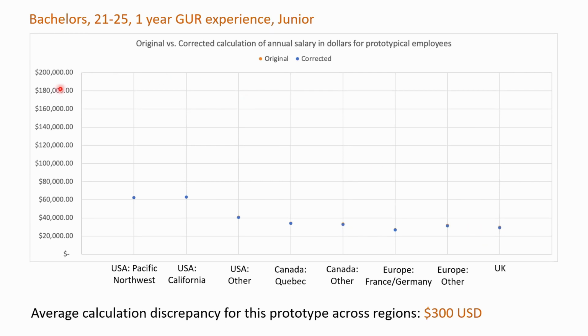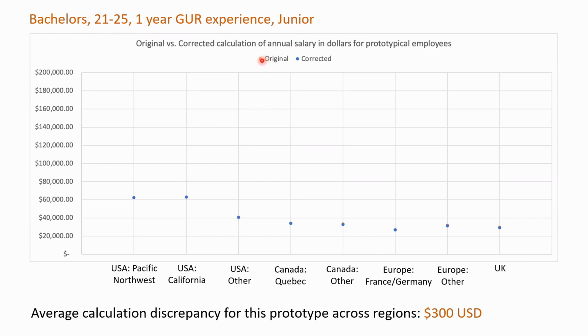So here, quick tutorial. The y-axis is predicted annual salary in US dollars. Across the bottom, these are just the different regions. They're not in any particular order. These are all categorical values. And then up here, this is just describing what kind of person we're looking at. This is someone with a bachelor's degree. They're in their early 20s. They've been in games user research for a year, and they're at a junior position.